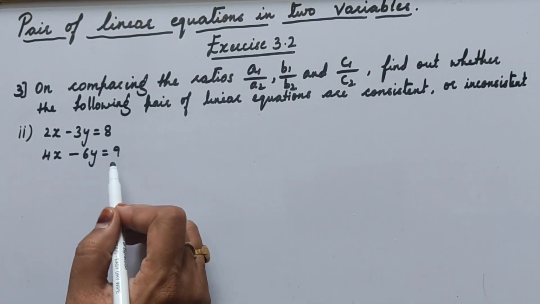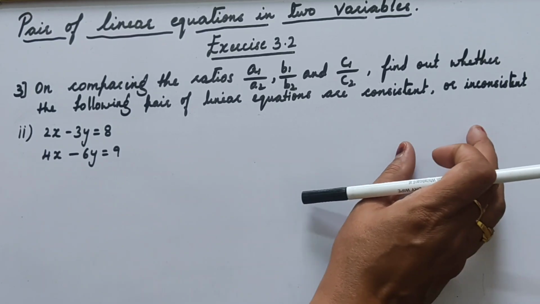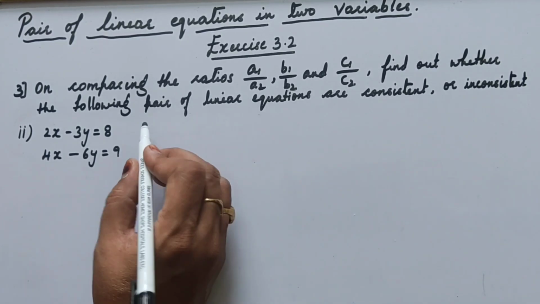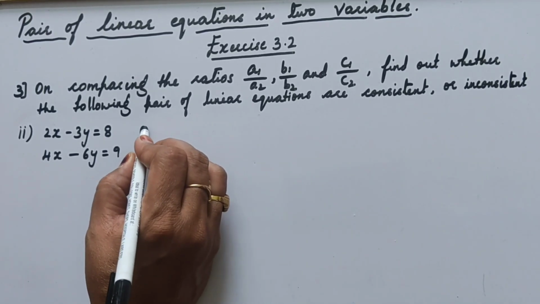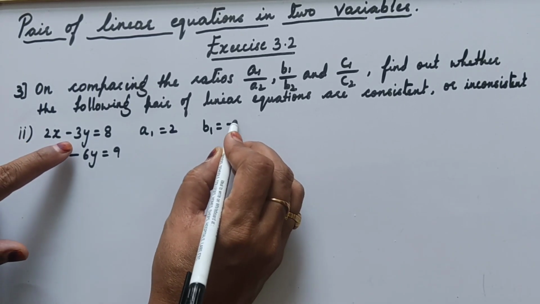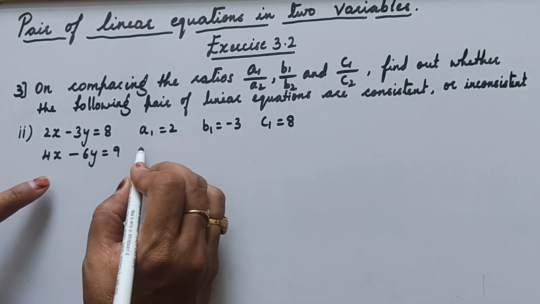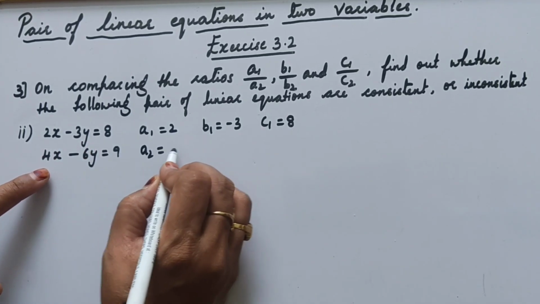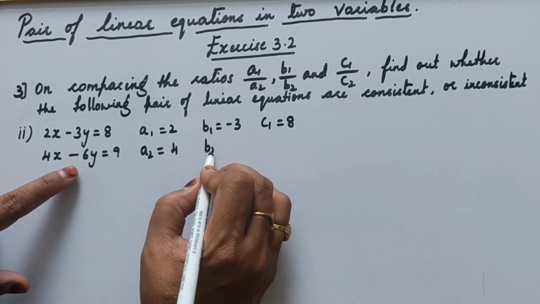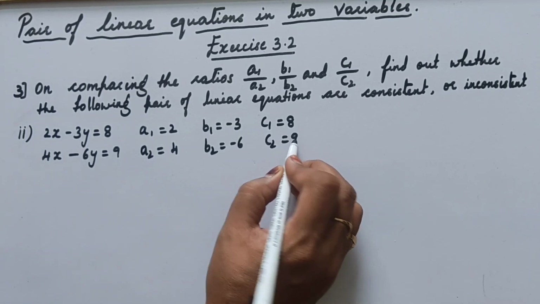We have got a pair of linear equations. Let's compare and find out whether it is consistent or inconsistent. Now first one is, we'll just write here A1 equal to 2, B1 equal to -3 and C1 equal to 8. Now similarly A2 equal to 4, B2 equal to -6, C2 equal to 9.